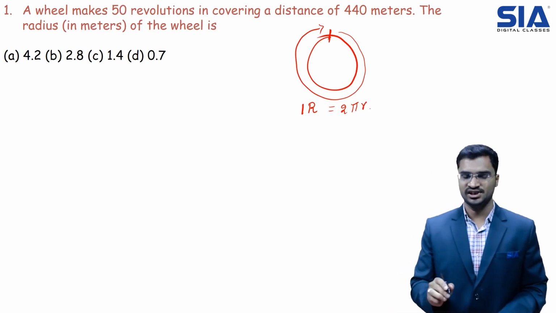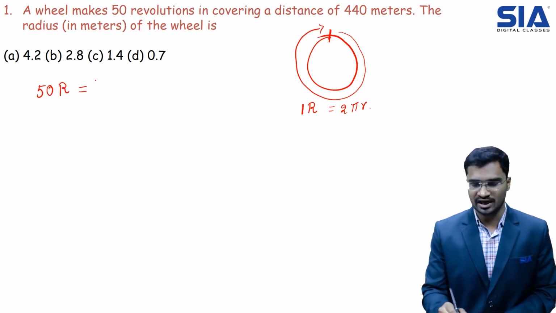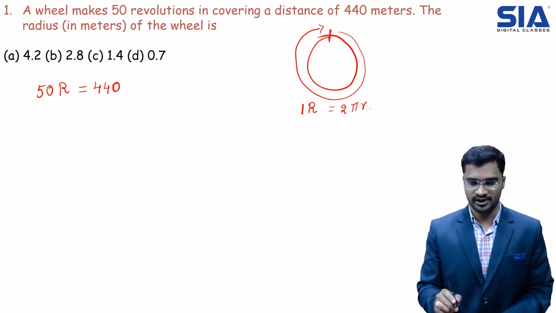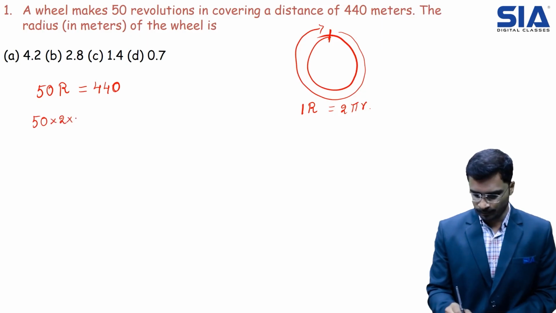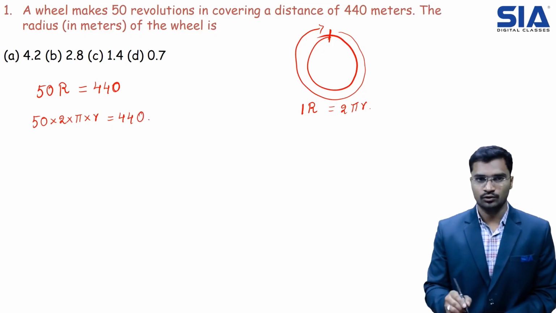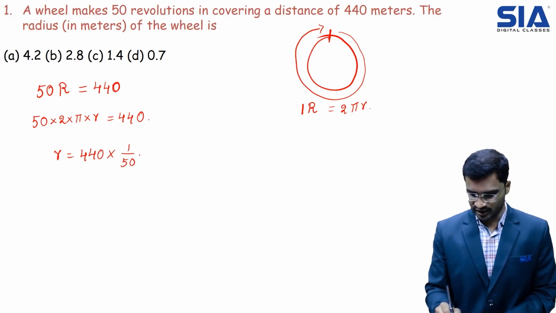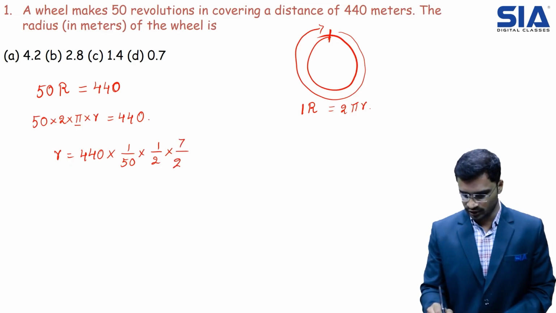Now in this question he is saying that a wheel is making 50 revolutions, then it is traveling a distance of 440 meters. Now 50 into 1 revolution, 2 pi r, is equal to 440. Now we have to find the value of r. Then r is equal to 440 into 1 by 50 into 1 by 2 into, so pi value is 22 by 7. After going to the right side it becomes 7 upon 22.